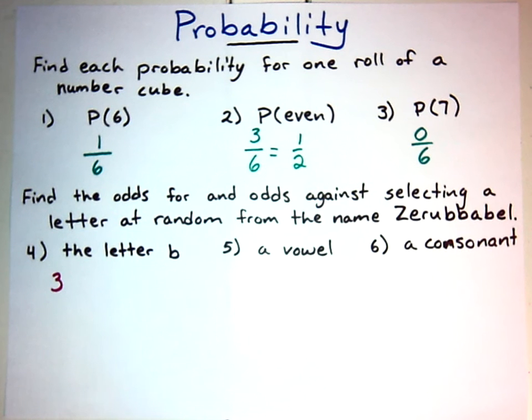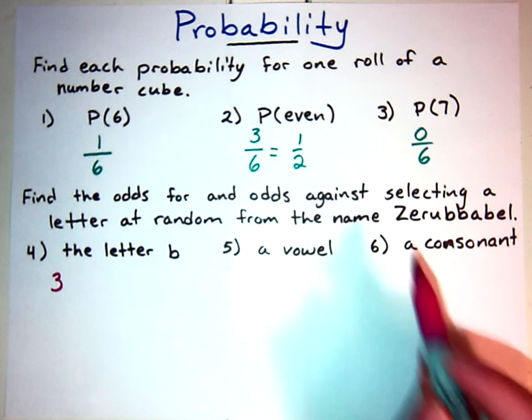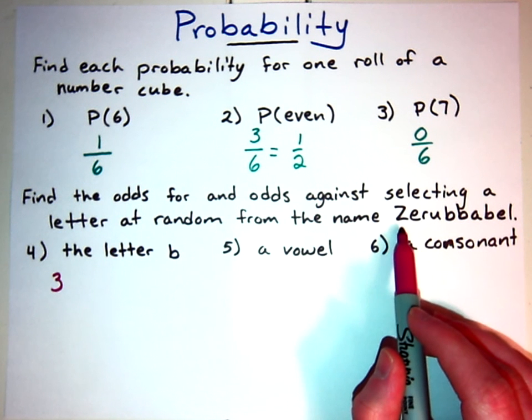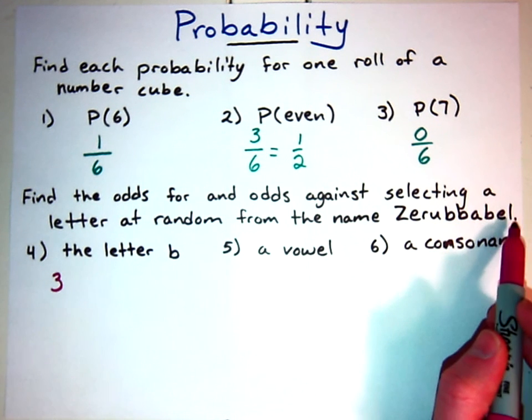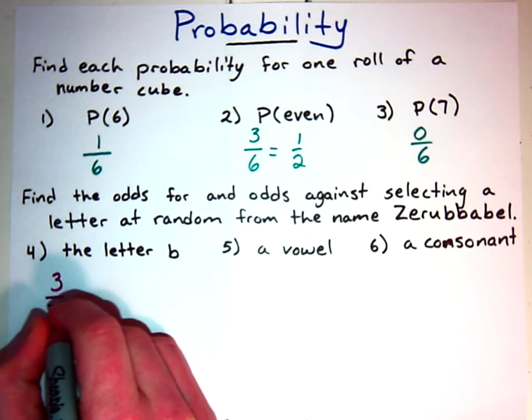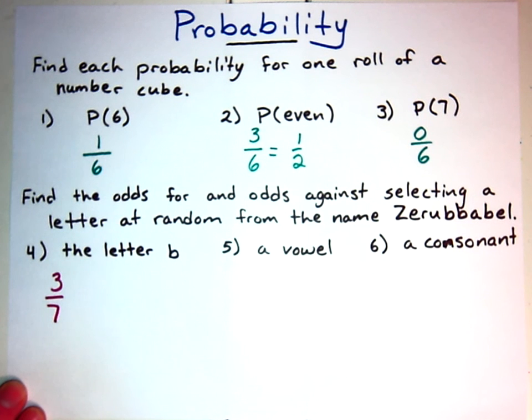All right, and now again, remember odds. Odds we're talking about favorable versus unfavorable, not total. So this time I'm going to ignore the B's when I'm counting for this one. 1, 2, 3, 4, 5, 6, 7. It's going to be 3 over 7. 3 over 7 doesn't simplify. So my odds for is 3 for 7.